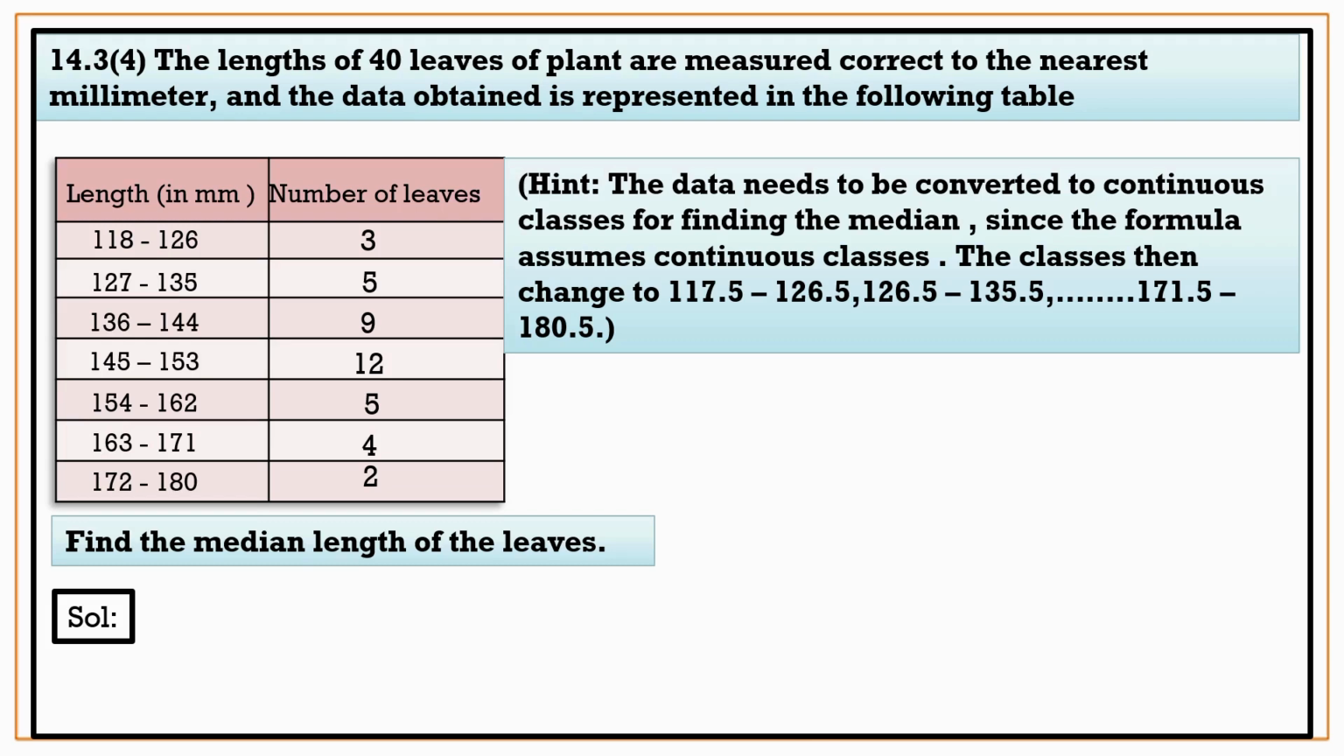In the first class, it is mentioned 118 to 126, and in the next class, it is mentioned as 127 to 135. So what is the difference between 126 and 127? That is only one gap. In every class interval, you will get only one gap. Now first we have to divide it by 2. So 1 divided by 2 is 0.5.